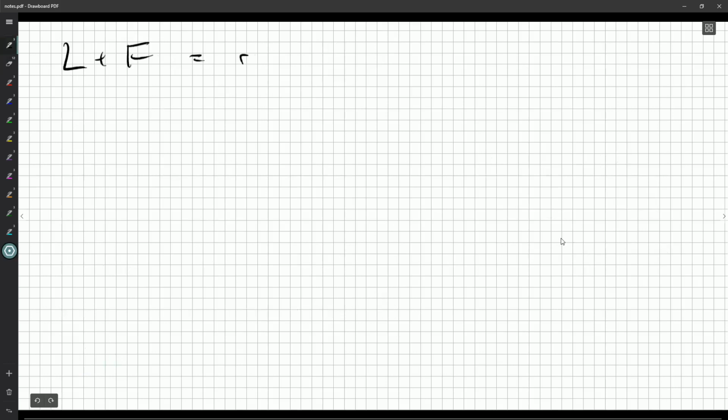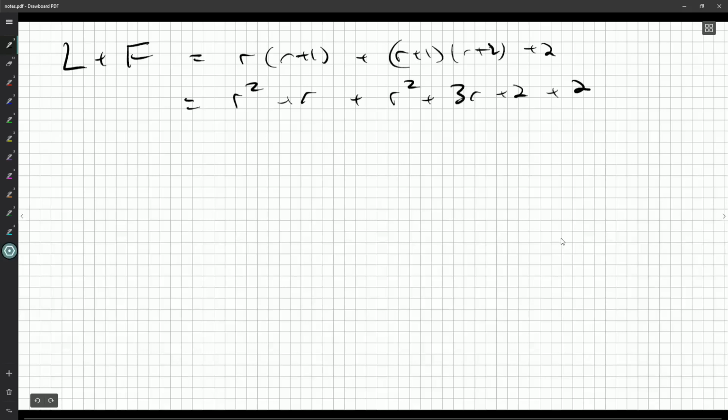So L plus F in terms of R is R times R plus 1, plus R plus 1 times R plus 2, plus 2. Let's expand this out. R squared plus R squared plus 3R plus 2, plus another 2. So I'll get 2R squared plus 4R plus 4. So I want this to be greater than 2013.